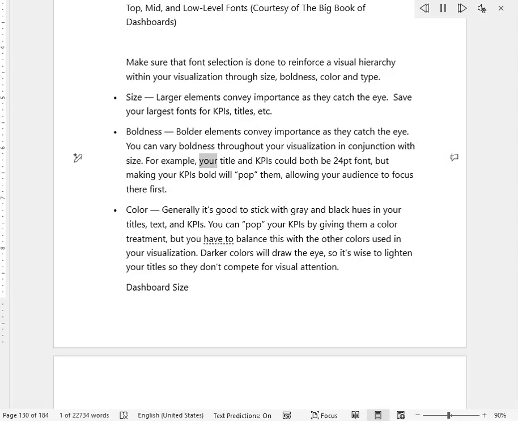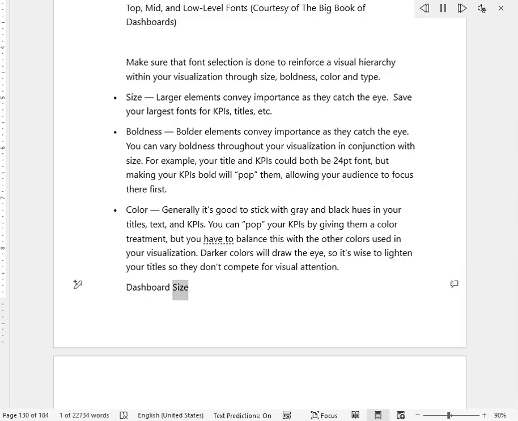You can vary boldness throughout your visualization in conjunction with size. For example, your title and KPIs could both be 24 point font, but making your KPIs bold will pop them, allowing your audience to focus there first. Color: generally it's good to stick with gray and black hues in your titles, text, and KPIs. You can pop your KPIs by giving them a color treatment, but you have to balance this with the other colors used in your visualization. Darker colors will draw the eye, so it's wise to lighten your titles so they don't compete for visual attention.